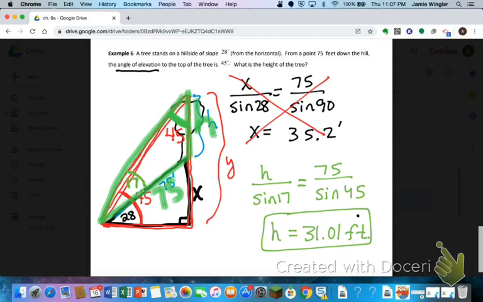Remember, we found this 45-degree angle up here by using the big right triangle. It was a 45, 45, 90.